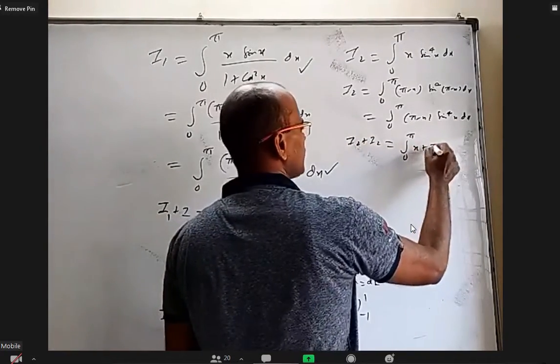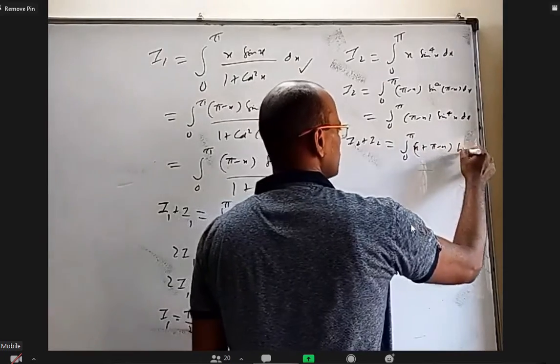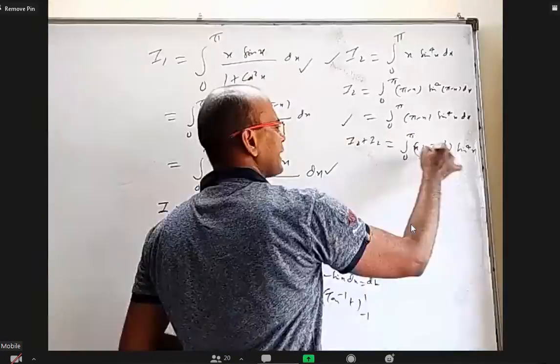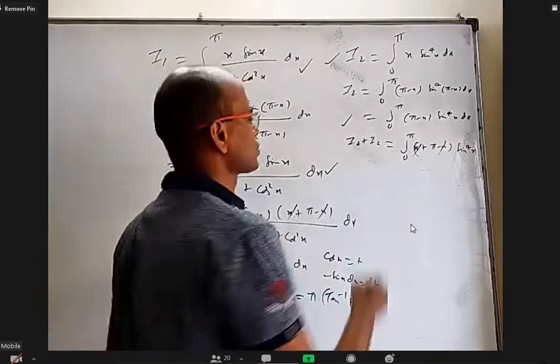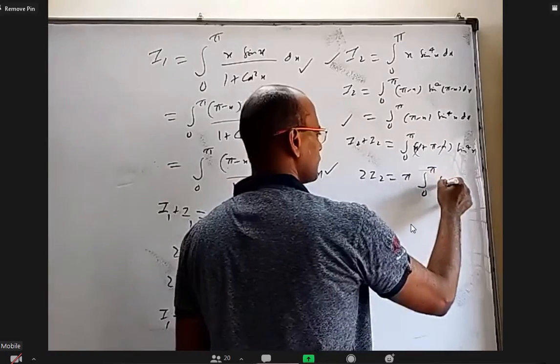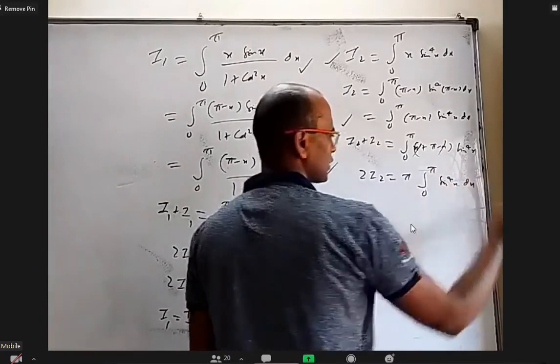Then we'll get x plus pi minus x, sine power 4x. And you are doing this and this. Again, x will cancel. You will get pi outside. So 2I2 is equal to pi times integral 0 to pi sine power 4x dx.